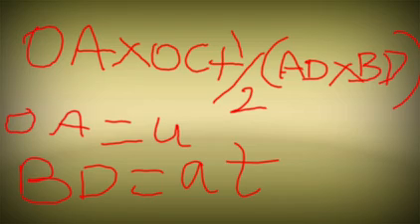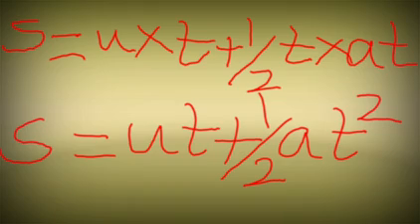That's why it is written OA into OC plus half into AD into BD. You know very well OA is U, BD is equal to AT. Already we have seen this in the first equation of motion. OA into OC is the length and breadth of the rectangle. After substituting in the equation, we get U into T plus half into T into AT. So the next equation is S is equal to UT plus half AT square. This is called the second equation of motion.